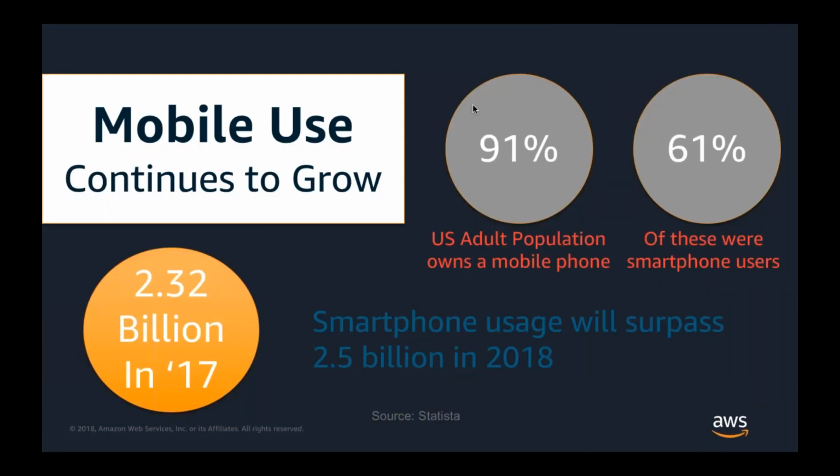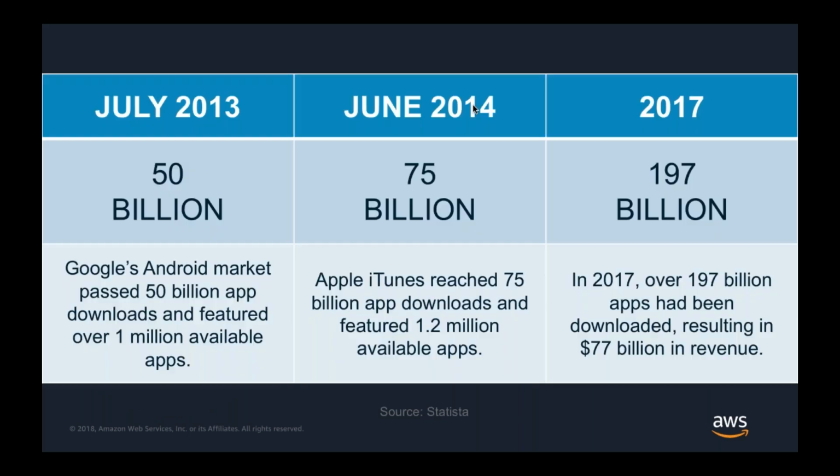So before I get into specific tool sets at AWS, I wanted to set the scene a little bit. It's probably no surprise that the usage of mobile devices is continuing to grow all around the world. Just to give you one example, over 90% of the adult population in the United States has a cell phone, and over 60% of those are actually smartphones.